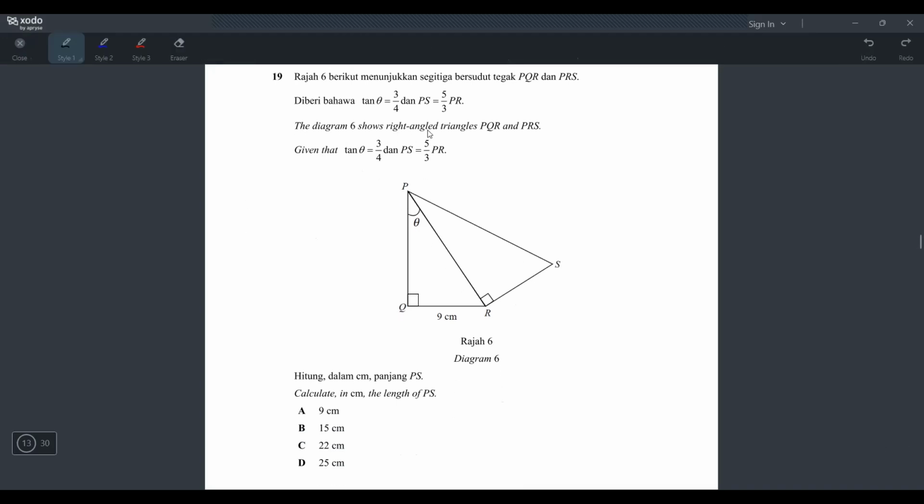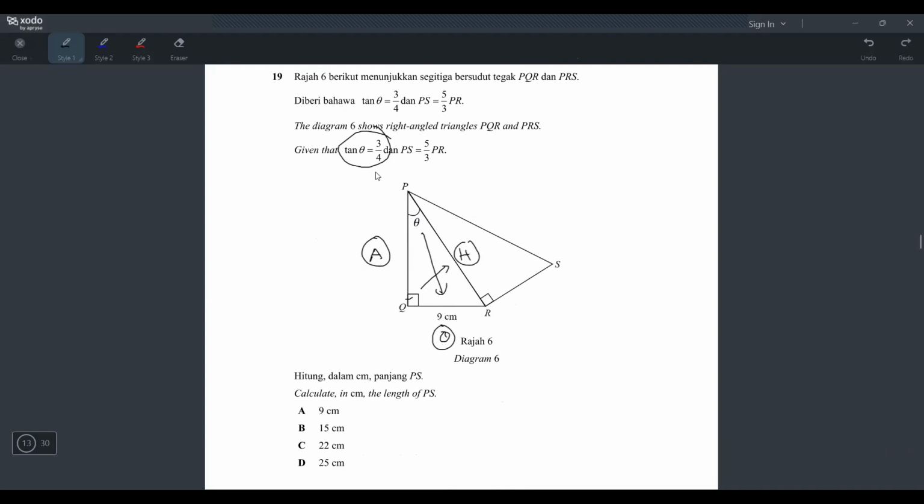Number 19, the diagram 6 shows right angle triangle PQR and PRS. Okay, I already know this is trigonometry because there is a right angle triangle. And then they say tangent theta equals to 3/4. So where is the tangent theta? This is the theta, right? So I'm looking at this right angle triangle. You can see my angle is already inside the right angle triangle. So I can straight away look at the front, that's the opposite. Opposite the 90, that's the hypotenuse.